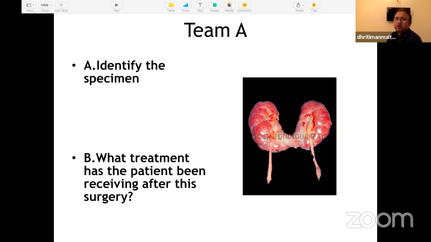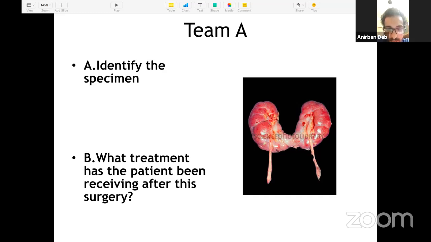Identify the specimen. What treatment has the patient been receiving after this surgery? Sir, it's horseshoe kidney. What treatment as in the indication? After this operation has been done, what treatment must he be on? Sir, renal transplant must have been done because both the kidneys have been removed. So immunosuppression must have been given.